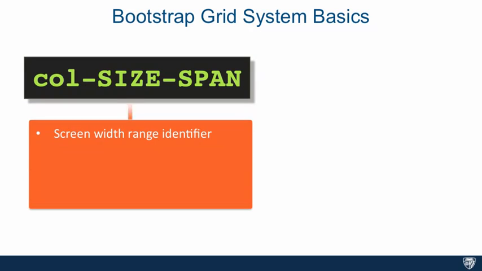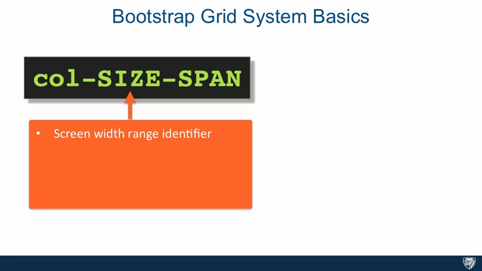First of all, the size. Well, the size is a screen width range identifier, something like MD for medium, LG for large, and so on. And you could look up what that means in the Bootstrap documentation. So, for example, LG is defined as 1200 pixels and above, so a minimum of 1200 pixels.